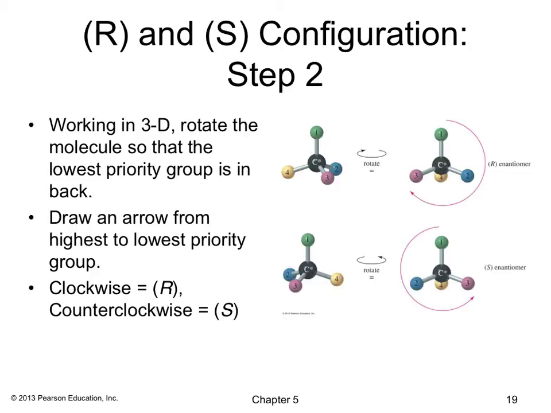You can do the same with this, where you rotate again this 4 to the back. Now your priorities are 1, 2, 3. It's going in the counterclockwise direction, and as a result, it is given an S configuration.